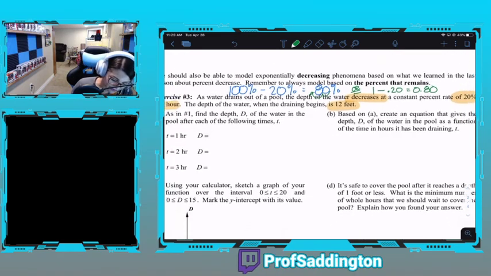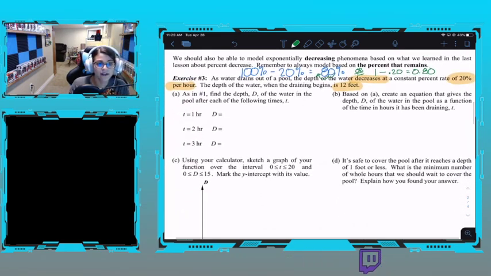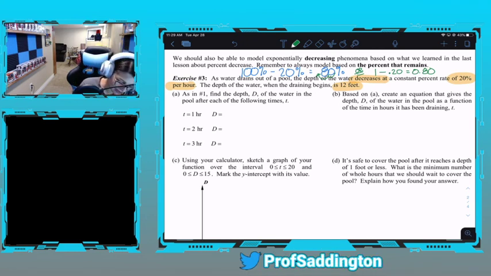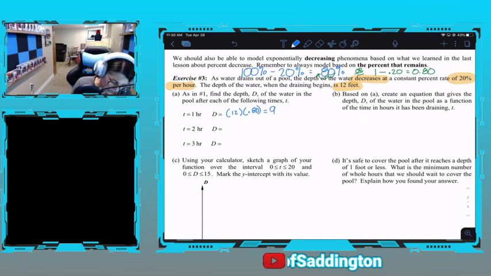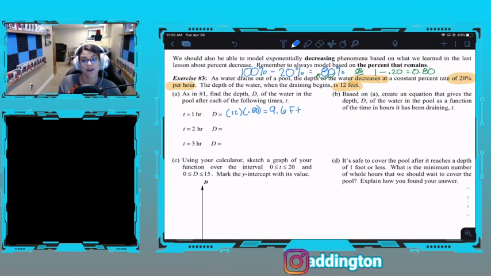So if we want to find 80% of 12 feet, we're really just going to take that 12 and multiply it by the 0.8 or the 0.80. I'll put the 80 in there, make you feel a little better. And then see what we get. Now, because this is depth, we're not going to just round to the nearest whole because you can have decimal answers for depth. So in this case, we get 9.6 feet is left, which makes sense. We want our answer to be smaller because we're draining it, right?